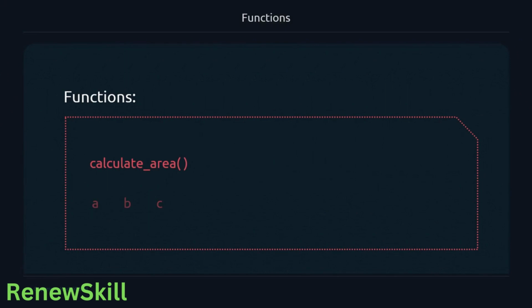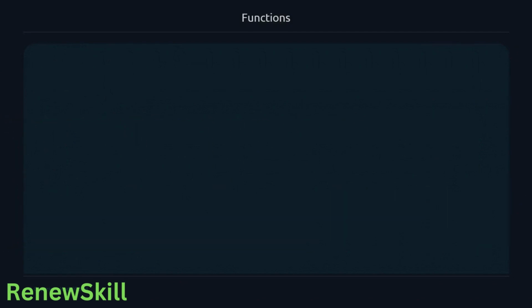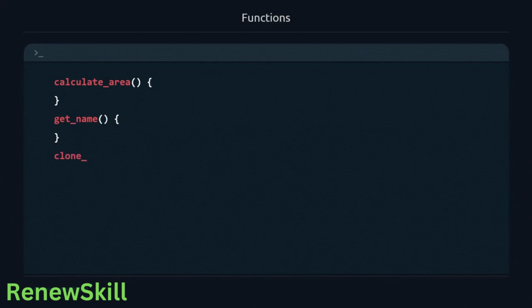For example, calculate underscore area is a good function name because it immediately reveals its purpose. Naming functions with single letters like A, B, or C is highly discouraged. For naming functions, we will use an underscore to separate words, always, as opposed to variables where readability comes first and then style. We will declare function names along with the parentheses at the end.